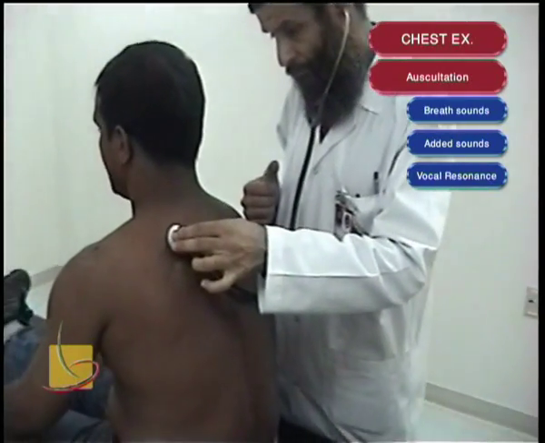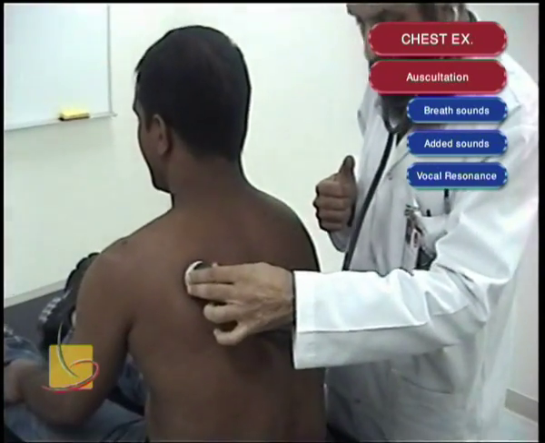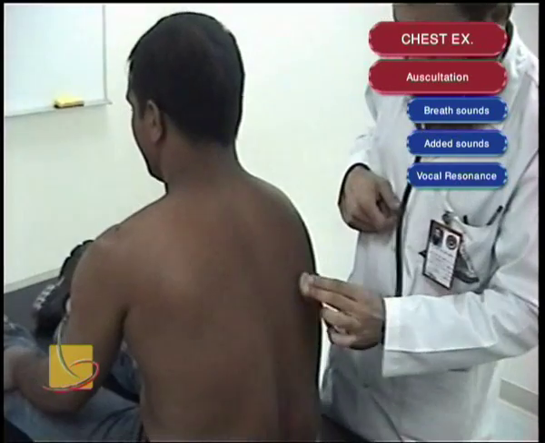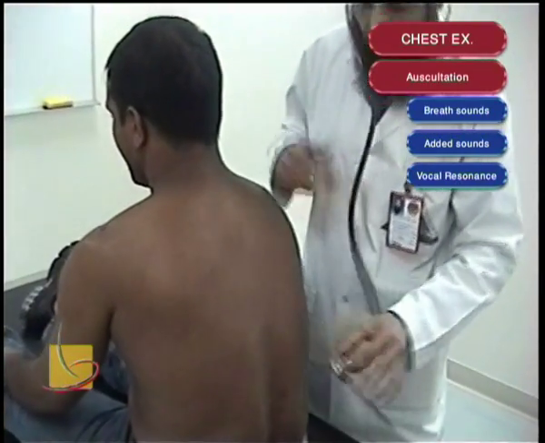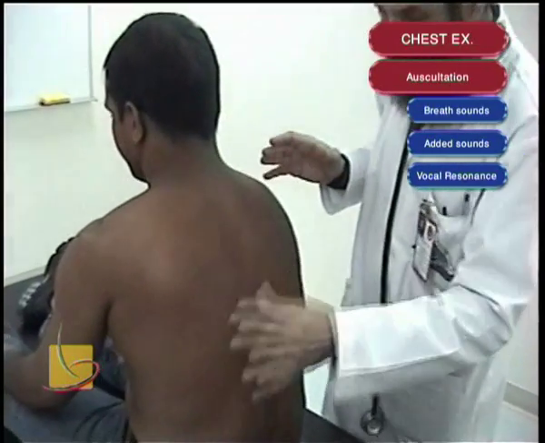Say 99. Again. 99. Compare again. 99. Again. 99. Compare both sides, upper zone, middle zone, lower zone.